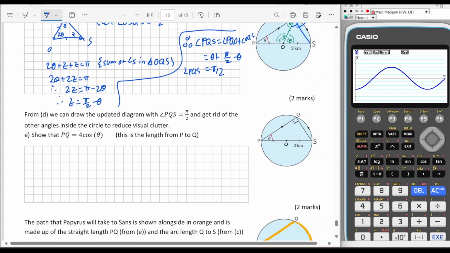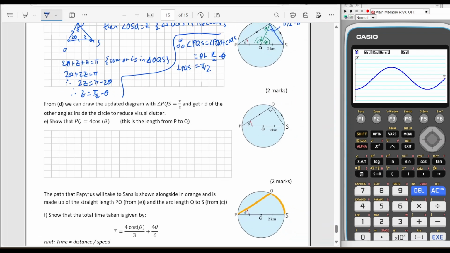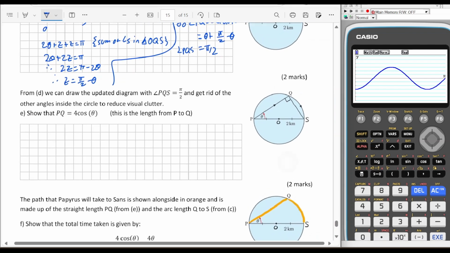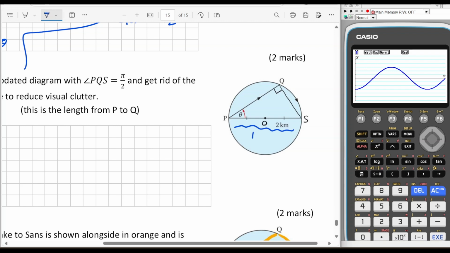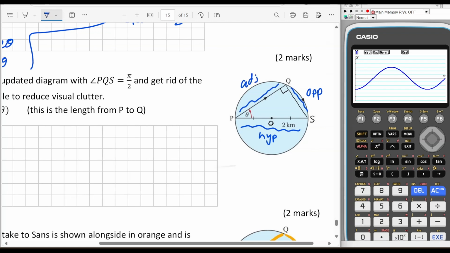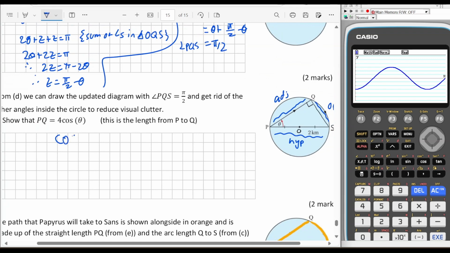From D, we can draw that. So that's a simplified diagram, show that PQ is 4 cos theta. So really, if we label this triangle as hypotenuse, opposite, adjacent, cos of theta would have to be adjacent over hypotenuse, which is PQ over the hypotenuse, which is 2 plus 2, so it's 4. Therefore, PQ is 4 cos theta.